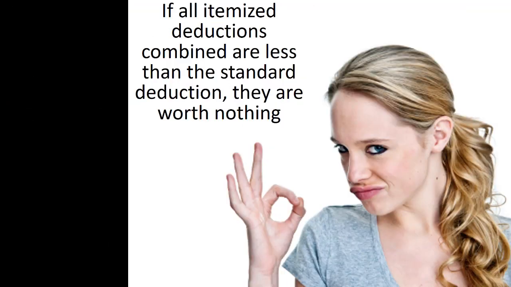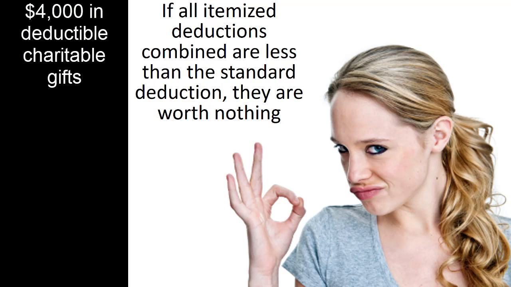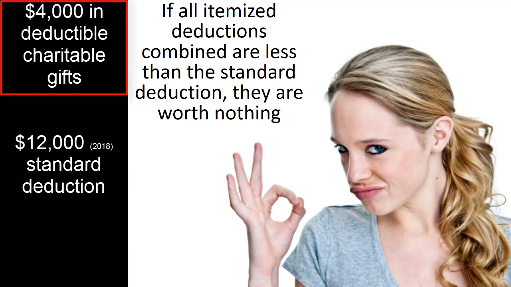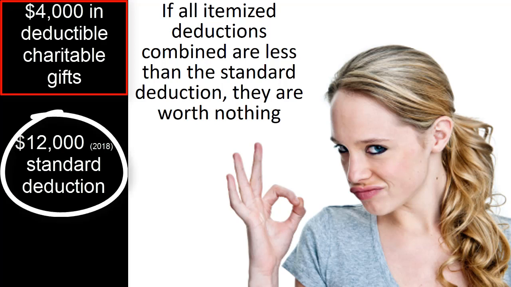An itemized tax deduction, such as a charitable tax deduction, may in fact be worth nothing to a taxpayer. Consider the example of a single donor who made $4,000 of deductible charitable gifts in 2018, but had no other itemized deductions. This donor would face the choice of using either $4,000 of itemized deductions or using the $12,000 standard deduction. Obviously, the taxpayer would be better off to take the standard deduction. Consequently, the $4,000 in charitable income tax deductions has no value to this taxpayer.